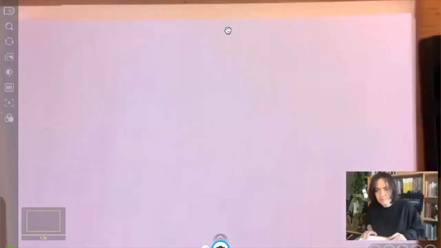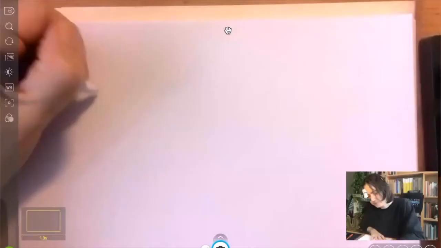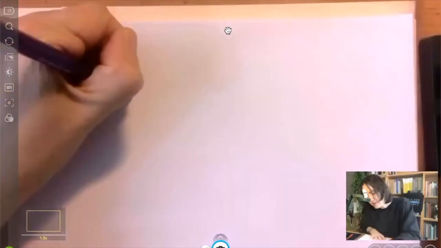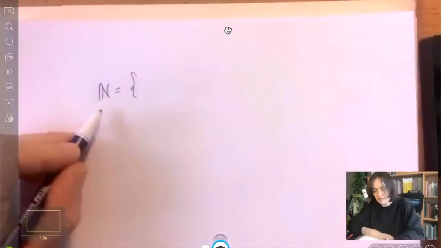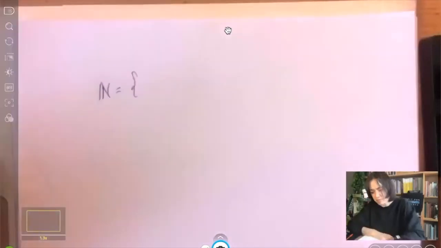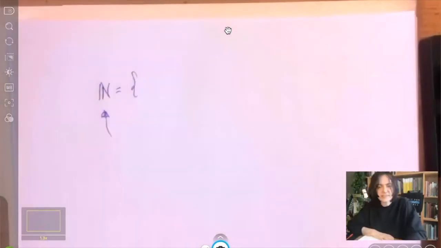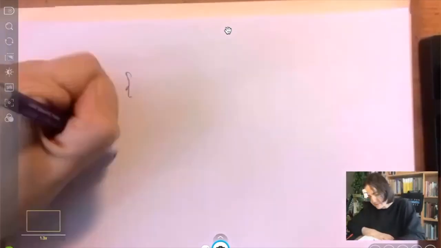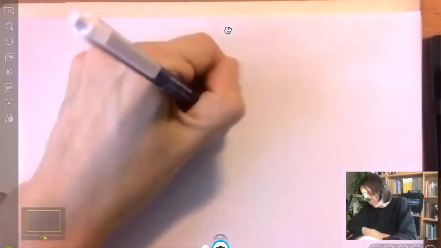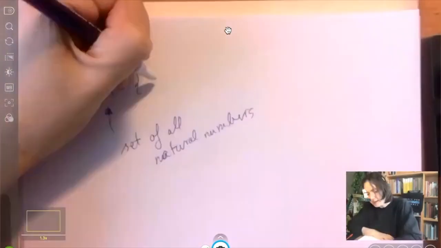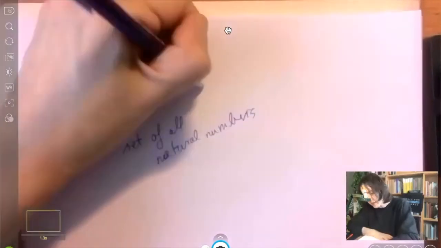Once upon a time, people historically started to work with the natural numbers. This here is a capital N where this part is doubled. This is a notation, a symbol for the set of all natural numbers. And that's 1, 2, 3, and so on.